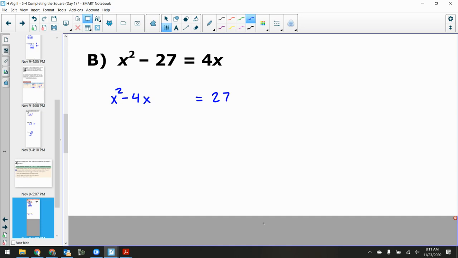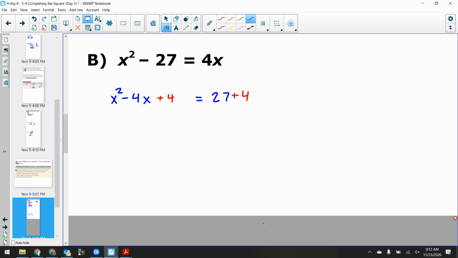Okay, what fills in my blank? Somebody tell me. 4. 4 fills in my blank. And I can see that because I take half of negative 4, which is negative 2. I square it, I get positive 4. So I add 4 to both sides.